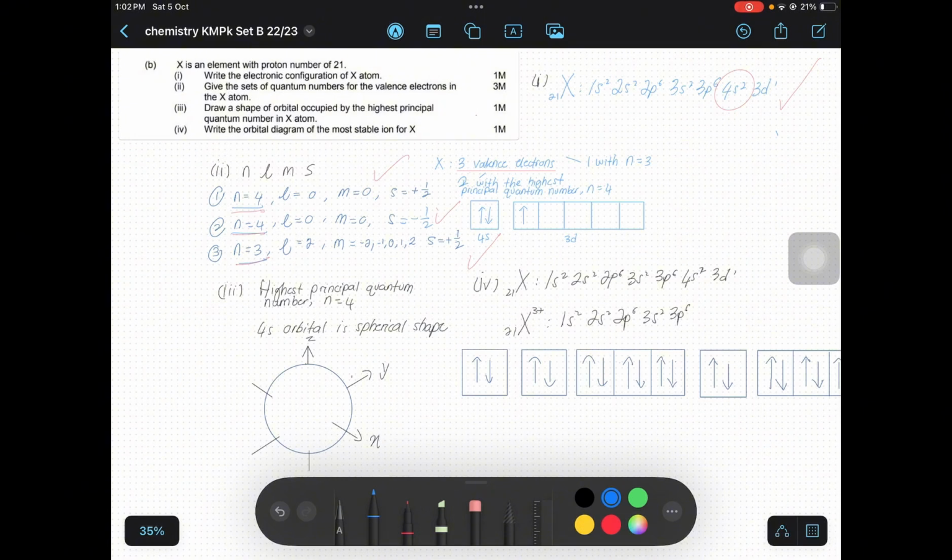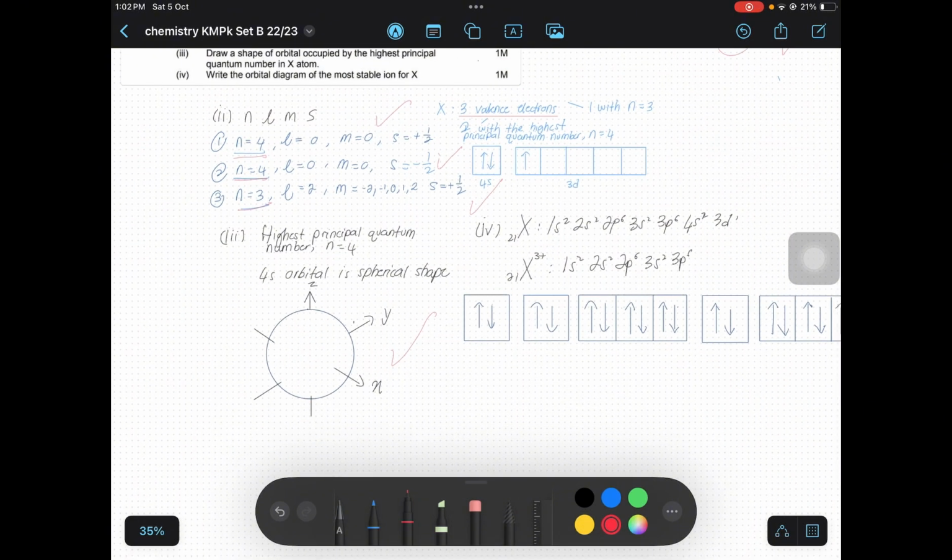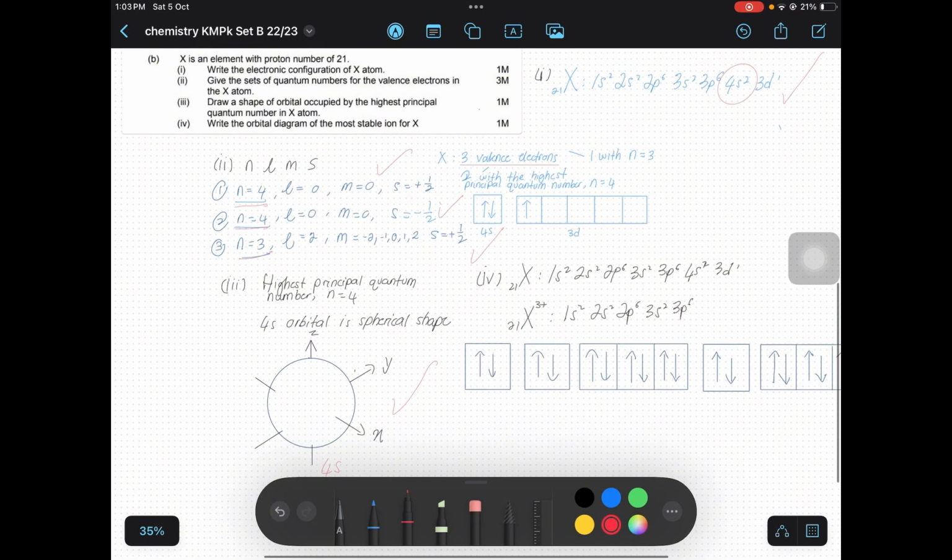Okay, untuk yang ketiga, draw a shape of orbital occupied by the highest principal quantum number in X atom. Okay, so as we know, the highest principal quantum number in this X atom is 4. So the orbital is 4s. 4s orbital is spherical shape. So the shape will be like this. Like this. Don't forget to label it 4s. Okay, and you got mark here. One mark, and one mark.